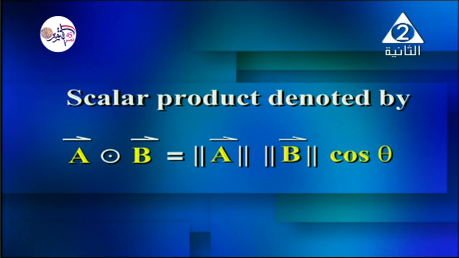Remember, my dear student, the scalar product A vector dot B vector, if we have two vectors A and B with theta degrees between them. A vector dot B vector, or A vector scalar product B vector, equals the product of the norm of A vector and the norm of B vector multiplied by cosine theta, the angle between them.